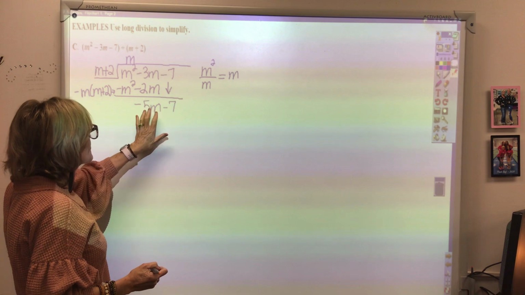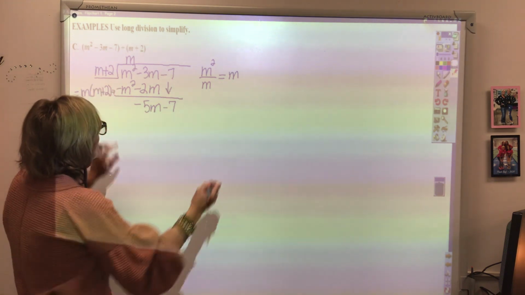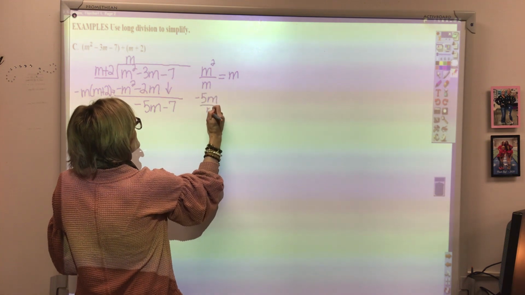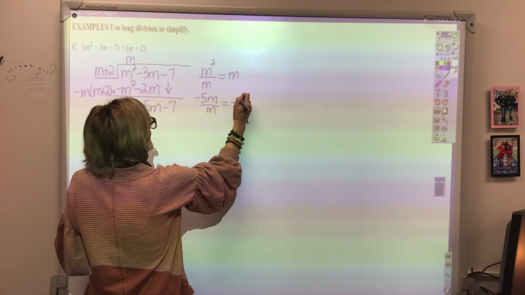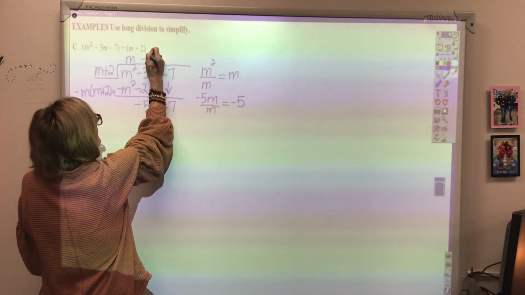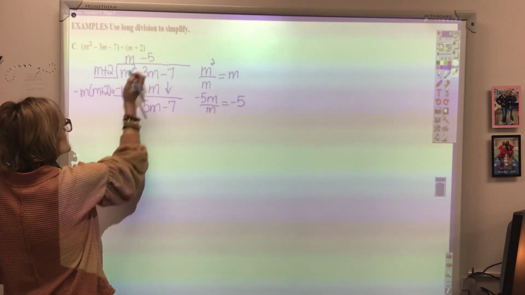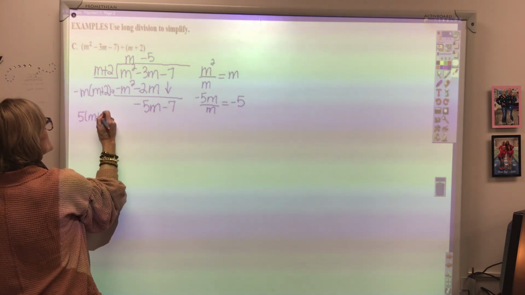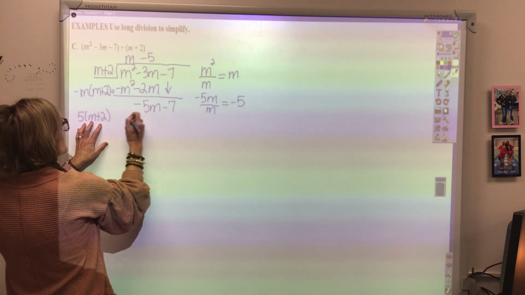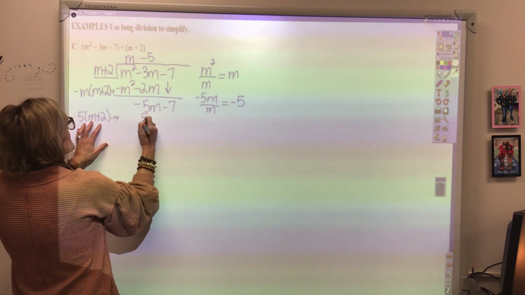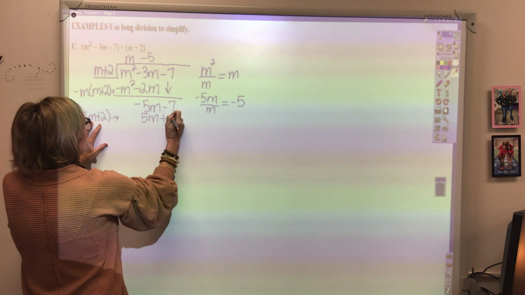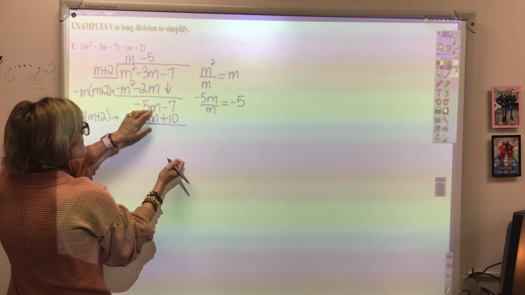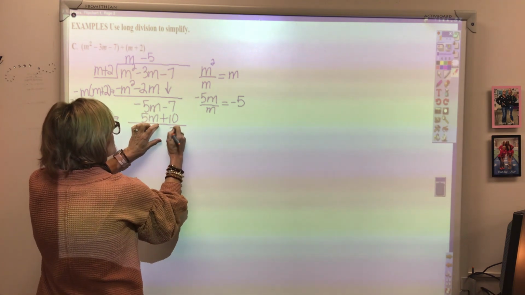So again, you just take the first term and divide it by m. So negative 5m divided by m is negative 5. I'm going to put a minus 5 up here. Take the opposite of that, which would be 5. Multiply it through by m plus 2, and that's going to give us 5m plus 10. Simplify, the m's will cancel. Negative 7 plus 10 is 3.